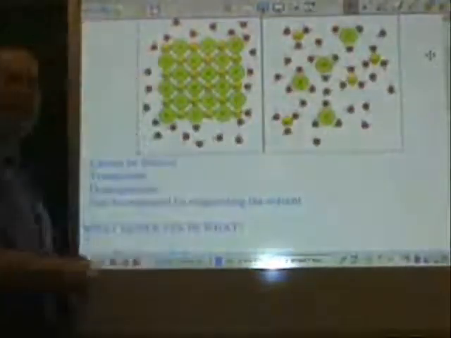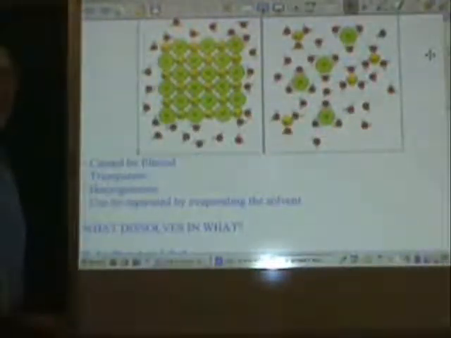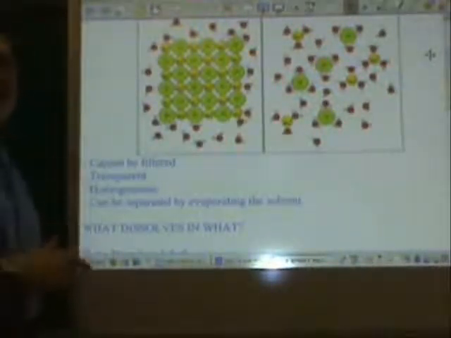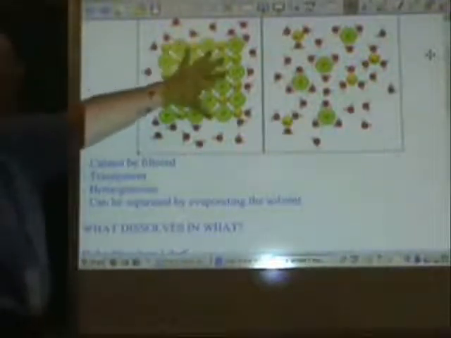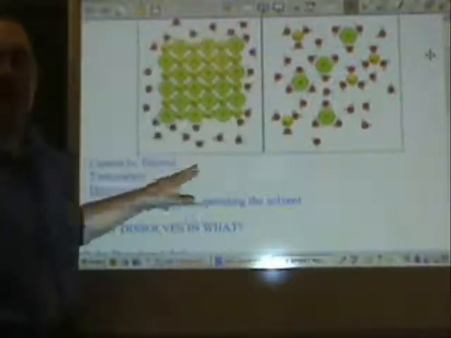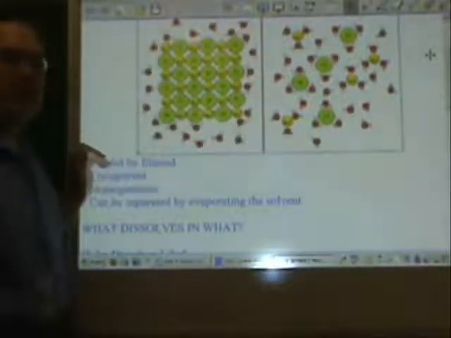They're transparent. Also, because the particles are dispersed evenly on the molecular level, it's homogeneous. And the only way you can separate a solution is by getting rid of the solvent. You see, salt has a very high melting point, about 1074 Kelvin. Water, though, boils long before that. Water boils at 373 Kelvin.